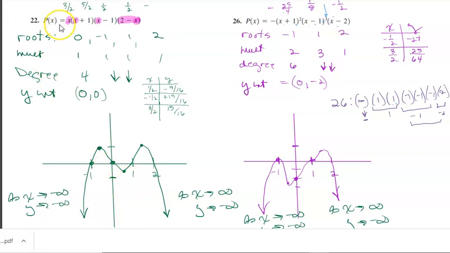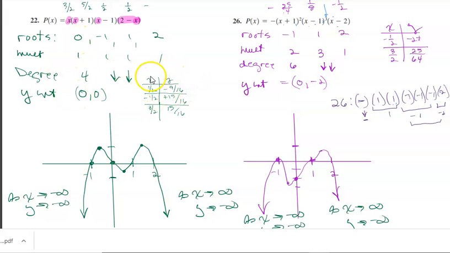Okay, and if you're going to figure out what your y-intercept is, it's really easy. If you have an x out here and you set that x to 0, the whole shooting match becomes 0. And therefore the y-intercept is also a root.